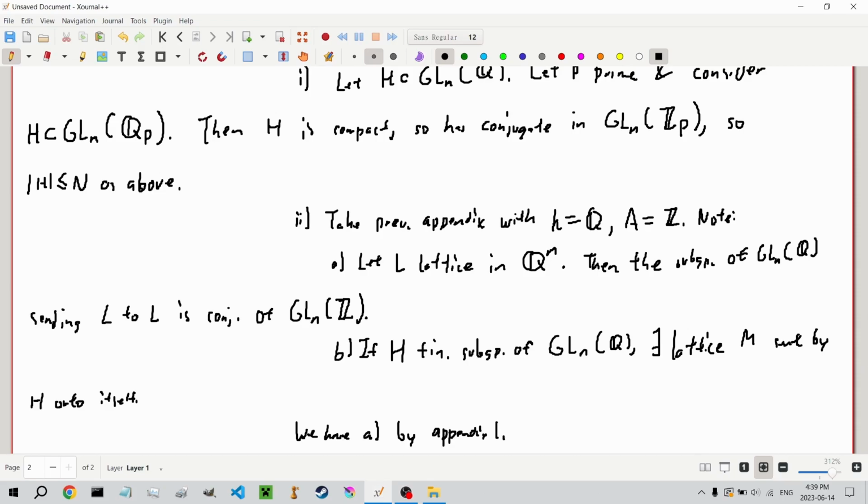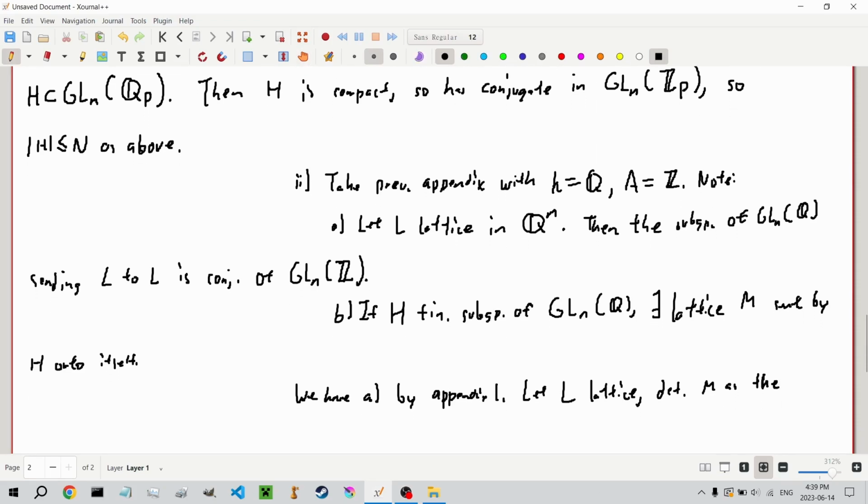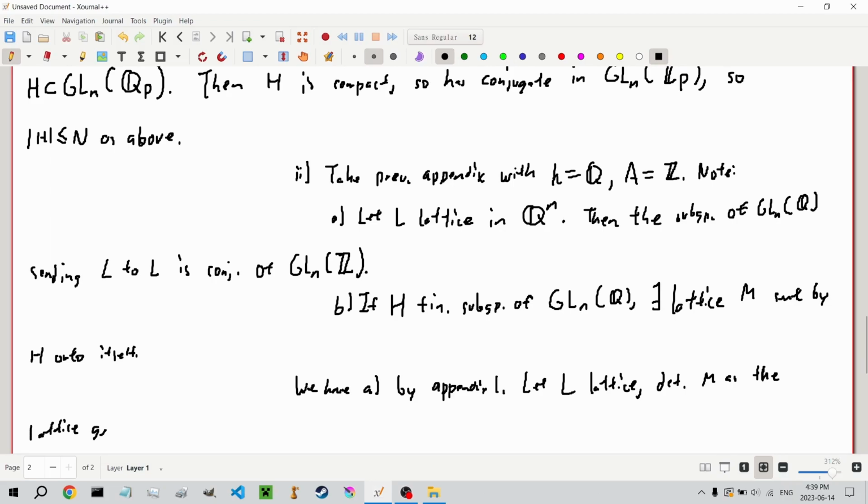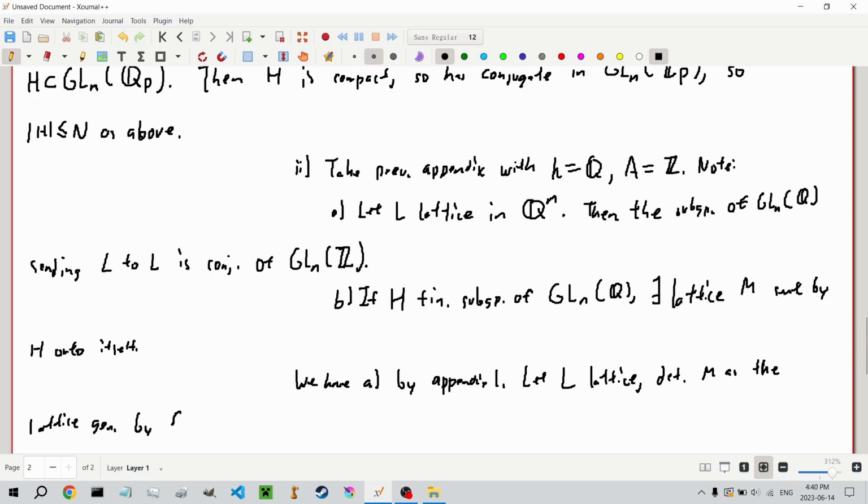For part B, we can let L be any lattice, and define M as the lattice generated by sigma L for sigma in H, which we know H is a finite set, so this is a finite set of lattices. This gives part B.